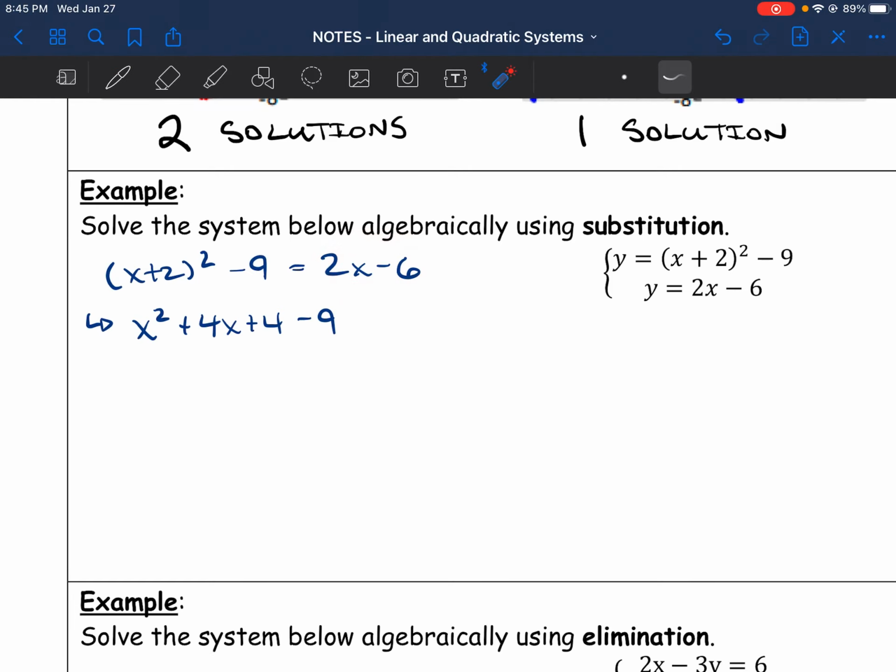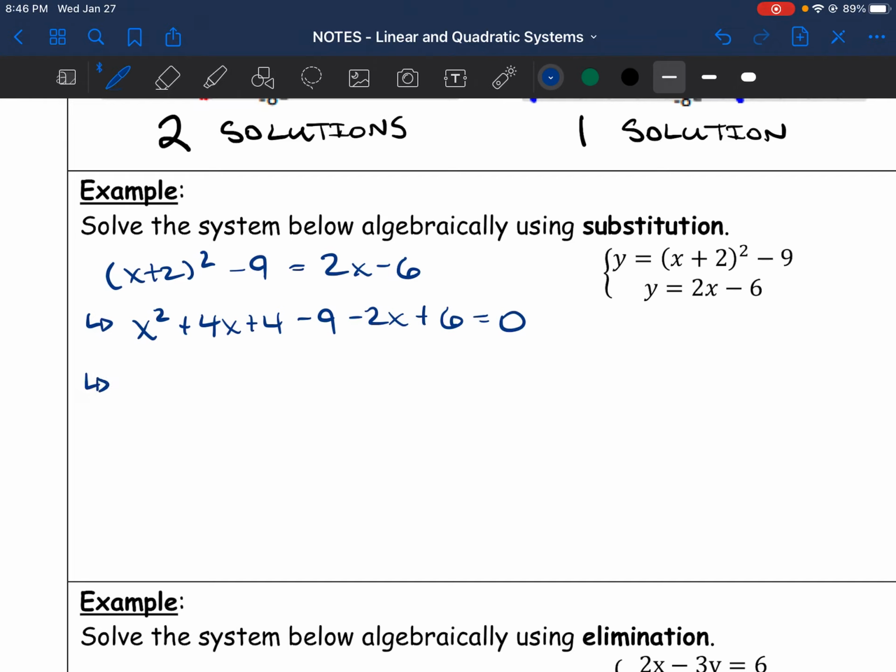We want to get all the terms on the same side, so I'm going to take the 2x and subtract it over here. So we're going to get a minus 2x. And then same deal. I'm going to take this negative 6 and add it over here. And we get plus 6 equals 0. So my goal here is to get one side equal to 0, which is what I did.